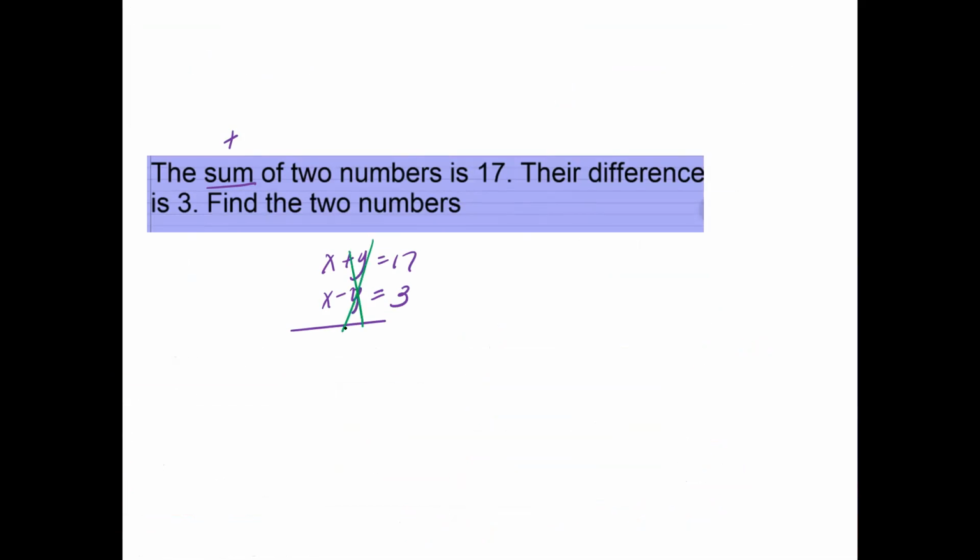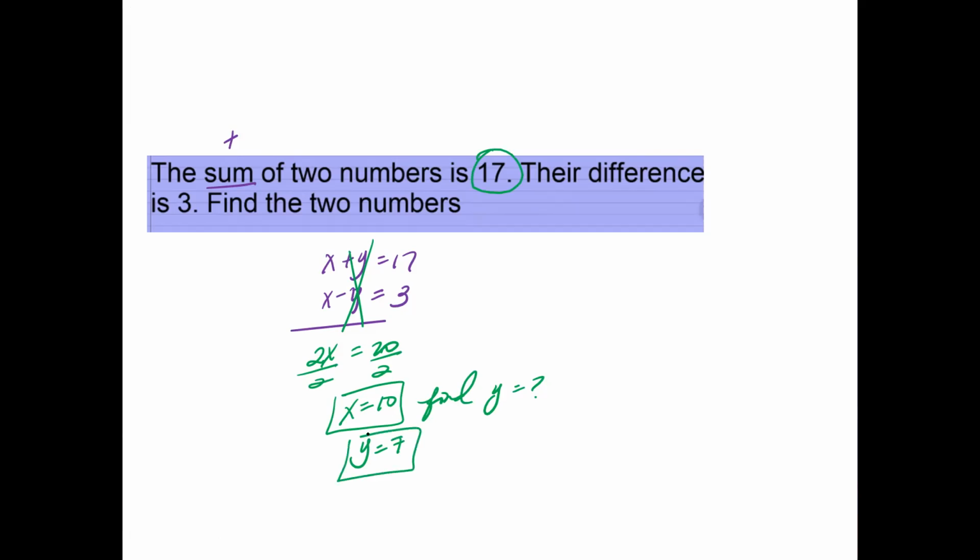All right, so automatically that cancels, so 2x equals 20. If I divide it by 2 on both sides, x equals 10. So then once I have x, I need to figure out what y is. Now I know that the sum is 17, so if x equals 10 and the sum is 17, then y has to be 7. And that is your answer.